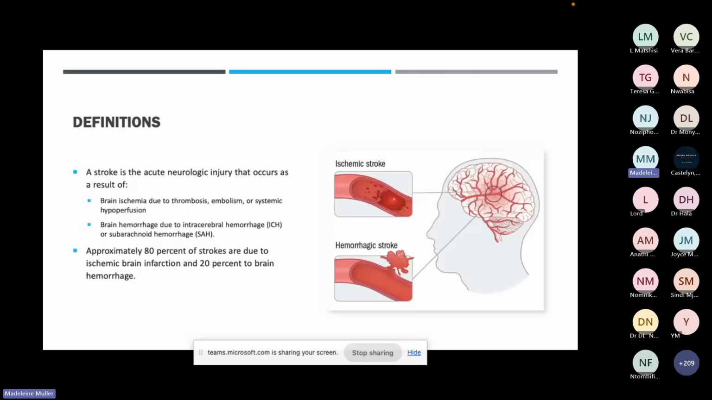All right, so going through the definitions, a stroke is the acute neurological injury that occurs as a result of brain ischemia, which can be secondary to thrombosis, embolism, or systemic hypoperfusion. And then they can also be a result of brain hemorrhage secondary to an intracerebral hemorrhage or a subarachnoid hemorrhage. Approximately 80% of strokes are due to ischemic brain infarction and 20% due to brain hemorrhage.